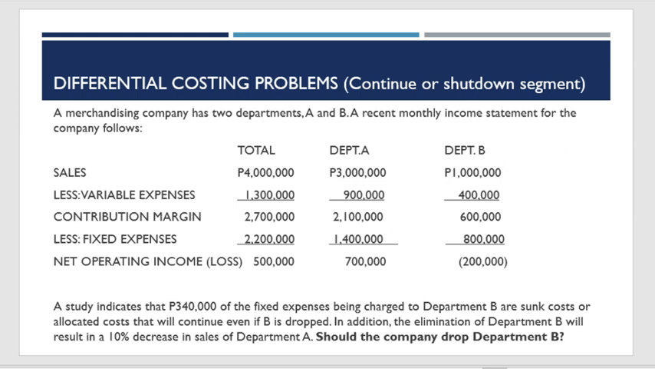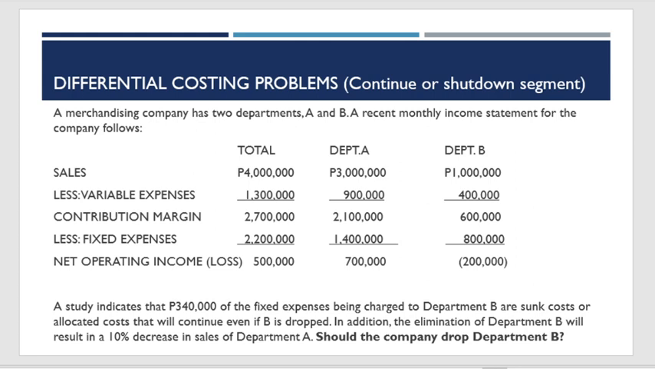So let us take a look at the additional information. A study indicates that 340,000 of the fixed expenses being charged to Department B are sunk costs or allocated costs that will continue even if B is dropped. So, ibig sabihin, yung 340 pala na fixed expenses na naka-charge kay B ay magko-continue yan kahit na i-close mo si B. So, i-analyze natin. Ibig sabihin, hindi mo pala maa-avoid yung 800,000 na yan.